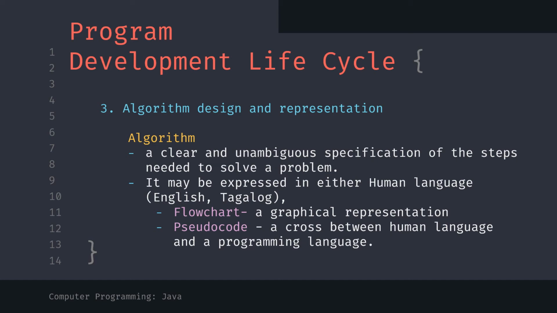Algorithm design and representation. Once our problem is clearly defined, we can now set out to find a solution. In computer programming, it is normally required to express our solution in a step-by-step manner. This is what we call an algorithm. It is a clear and unambiguous specification of the steps needed to solve a problem. It can be expressed in human language, such as English or Tagalog, and this includes flowchart and pseudocode. Flowchart is the graphical representation, and pseudocode is a cross between human language and a programming language.